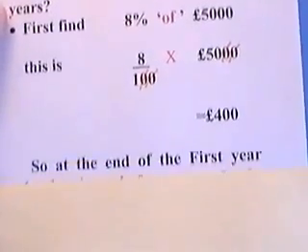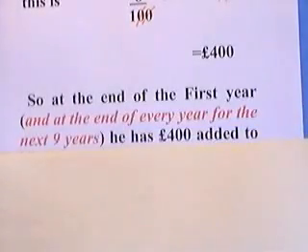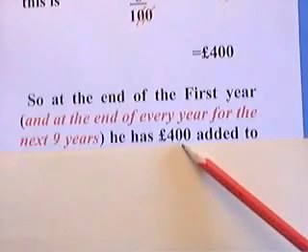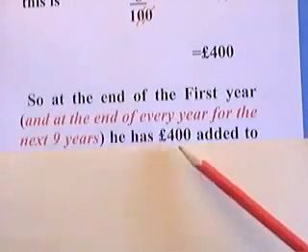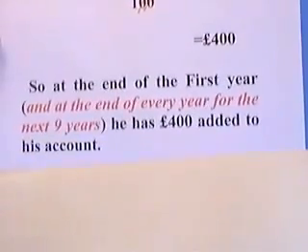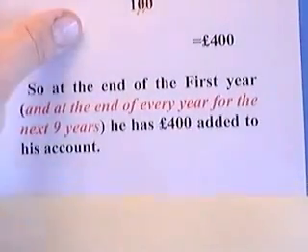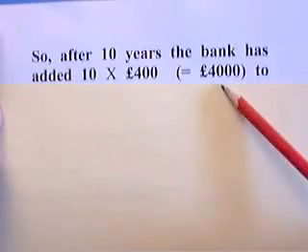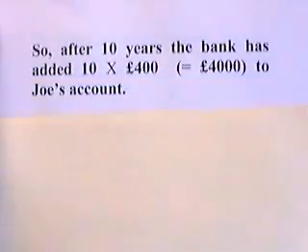Now, at the end of the first year, and at the end of every year for the next 9 years, he has this same amount, 8% of 5,000, £400, added on to his account. Now, that means, of course, that after 10 years, the bank has added 10 times 400. In other words, it's added on £4,000 to Joe's account.